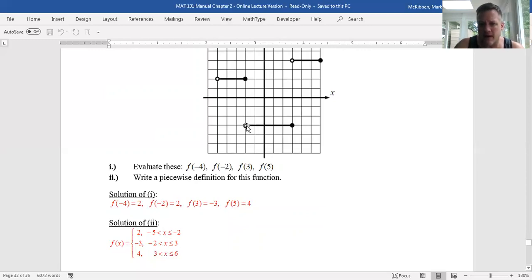Same way here, the next part of our graph is y equals -3. That's where this constant's coming from. And the x values for which it holds goes from -2 not inclusive to 3 inclusive. That's where I'm getting this double inequality. And then the final piece here is up at 4, and it's equal to 4 as long as the x value is between 3 not inclusive and 6 inclusive. Right? So that's how you can generate a definition of a piecewise defined function from a graph.